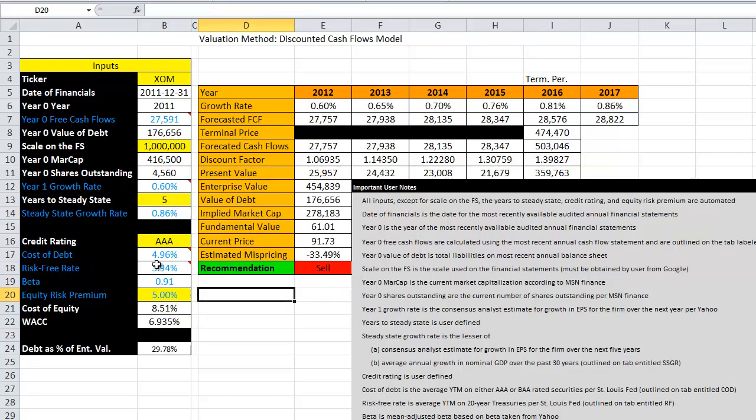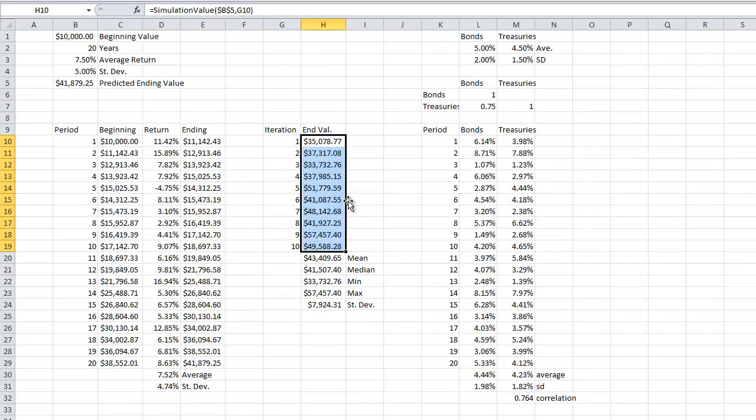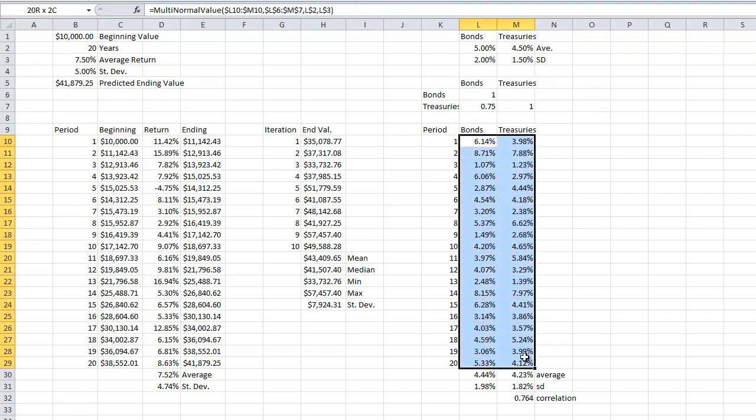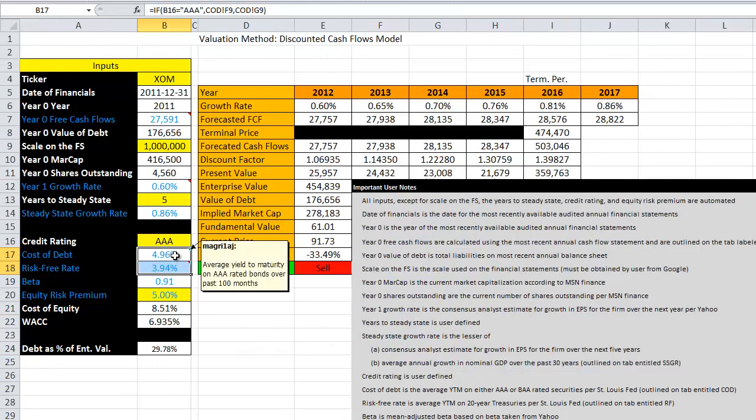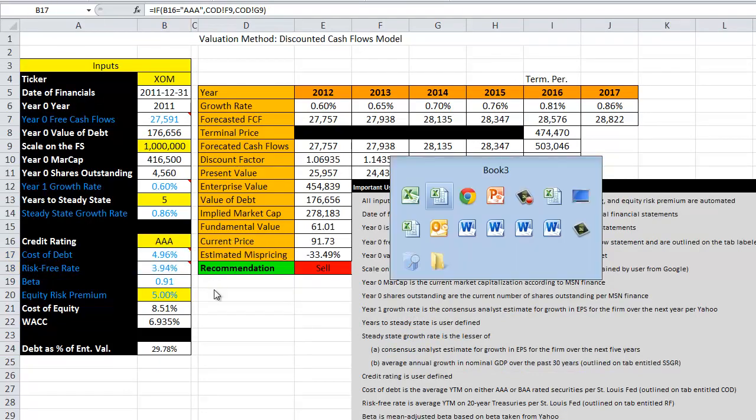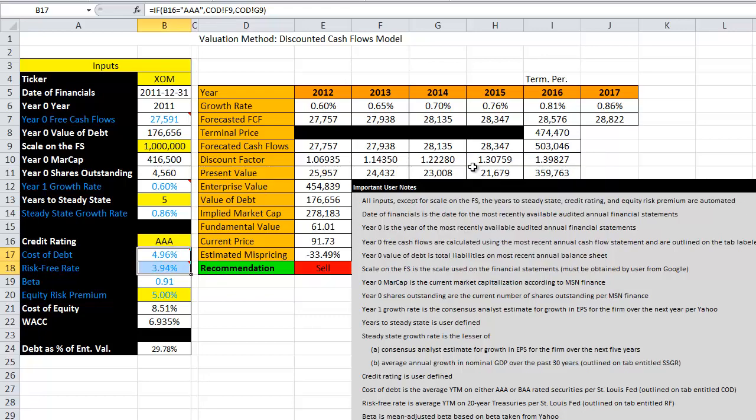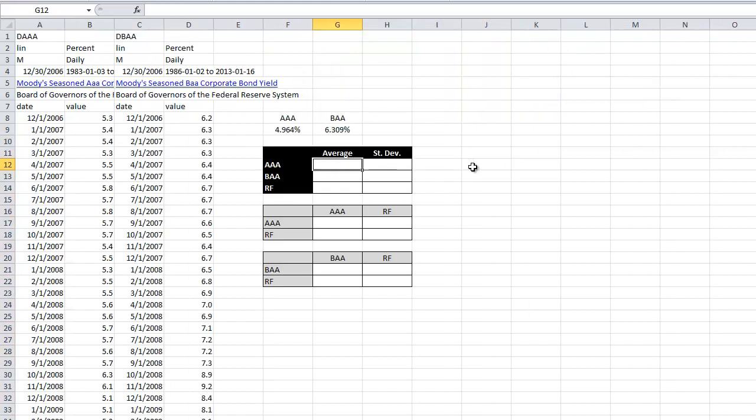But let me come down here, and I actually want to turn the cost of debt and the risk-free rate into distributions. But remember how I showed you that the yield on bonds and treasuries is highly correlated. So we're going to need to do something like this for these inputs. In other words, we want those to be correlated because we know in real life they are correlated. Okay, so here's what we're going to do. We're going to go back to our cost of debt spreadsheet, and you can see that I've added some information here. We're going to fill it in.